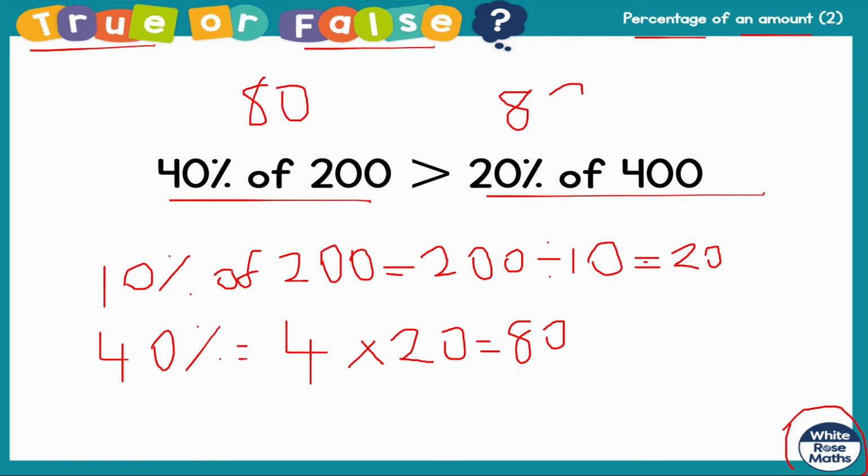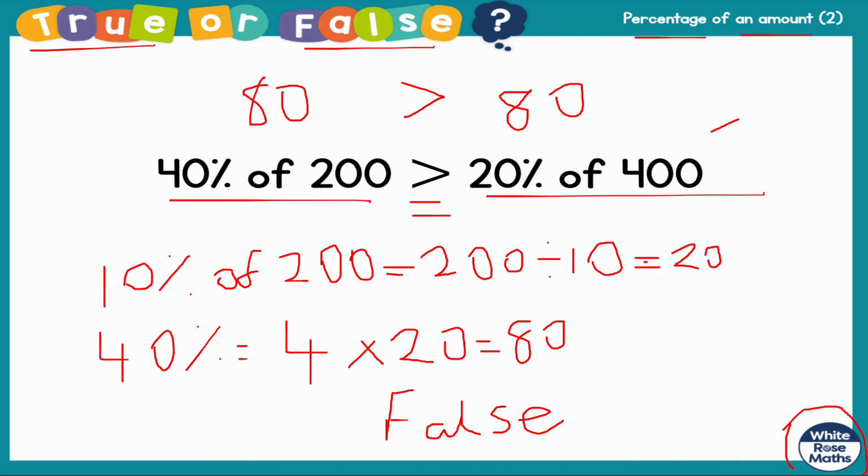So is 80 greater than 80? Well, that's going to be false. So that claim or that statement is not true. In fact, they're both equal to one another, which means that it should be an equal sign rather than a greater sign. So 40% of 200, guys, is actually equal to 20% of 400.